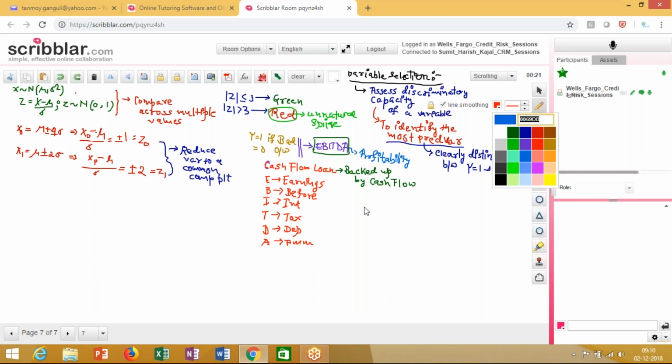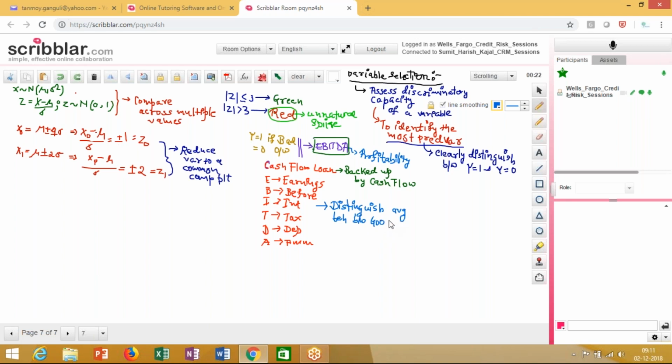So EBITDA will enter into my model when I know that it can distinguish the average behavior between the good and bad. So if you think about this, let's say y equals to 1. How would the average value of y equals to 1 group be different from y equal to 0 group?